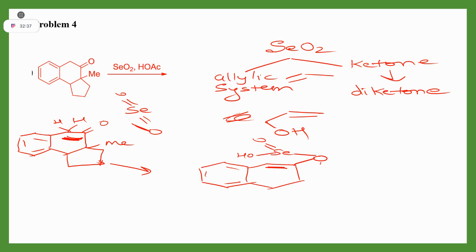Okay, good. Now you can see this is your 1, 2, 3 system, and this is your 1, 2. And which type of rearrangement now can take place? Your 2, 3 sigmatropic rearrangement is going to take place. Okay. Just draw that product, you will get your answer.